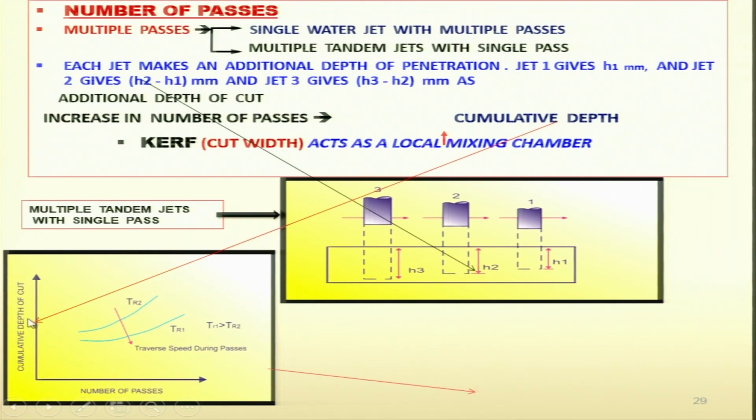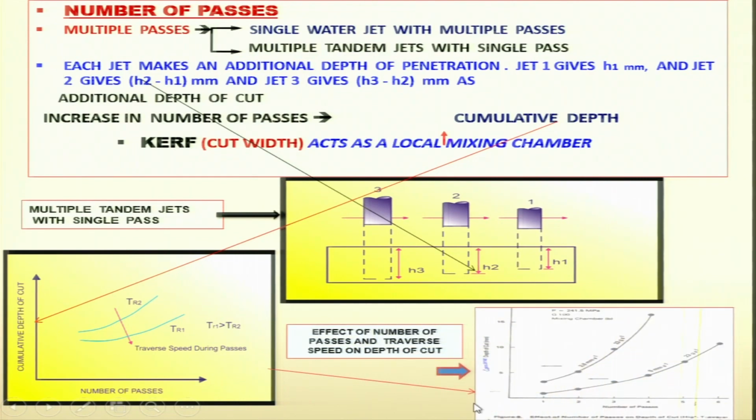You can see over here the cumulative depth of cut, and the number of passes is here. As number of passes is increasing, cumulative depth of cut is increasing. Now this is TR1, traverse speed during passes. As traverse speed is decreasing, cumulative depth of cut is decreasing. As traverse speed is increasing, cumulative depth of cut is larger. But again, there are limits, as we have seen in the earlier slide. So as number of passes is increasing, cumulative depth of cut is increasing, as you can see here.